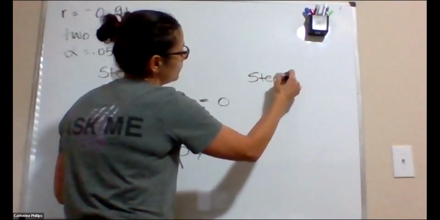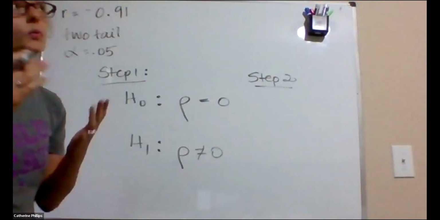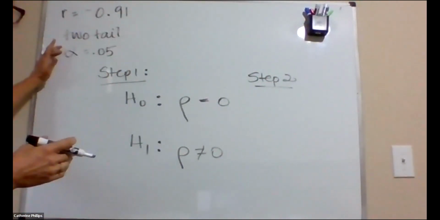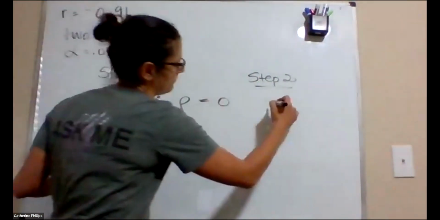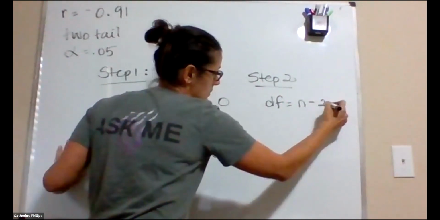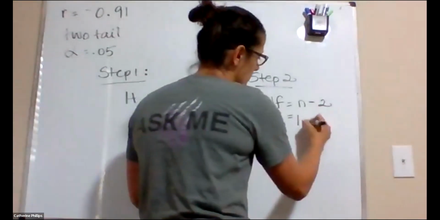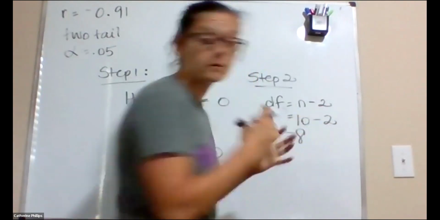Step 2 of the hypothesis testing procedure, we need to have that it's a two-tailed test. We need our alpha level and we need our degrees of freedom. Degrees of freedom for correlation is n-2. We had 10 pairs of scores, 10 people responding, minus 2. So our degrees of freedom is 8.